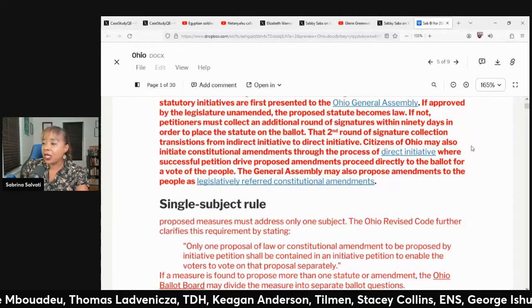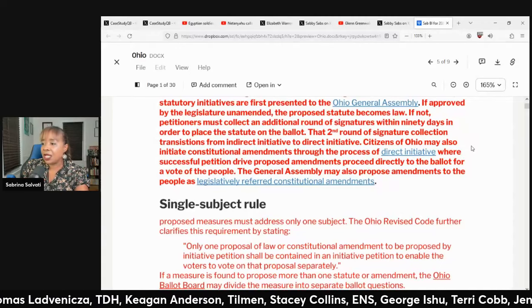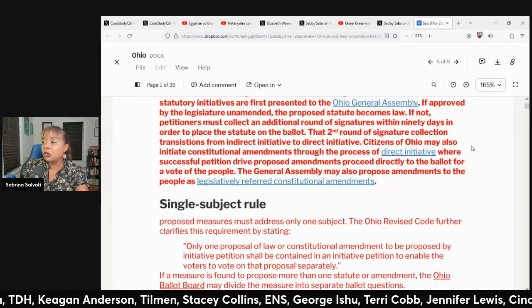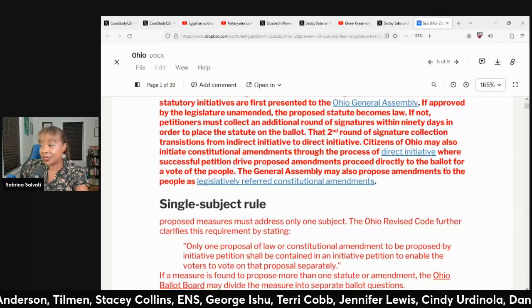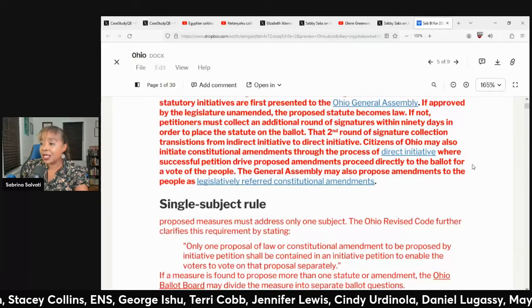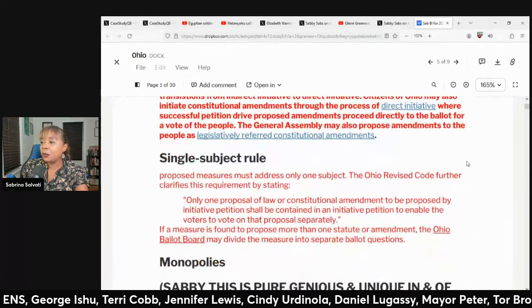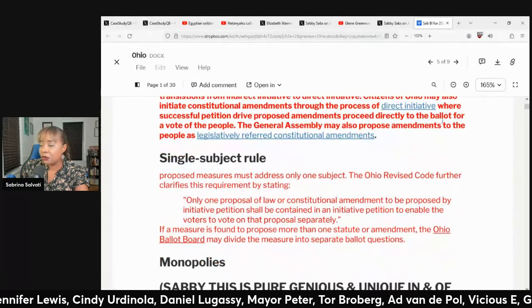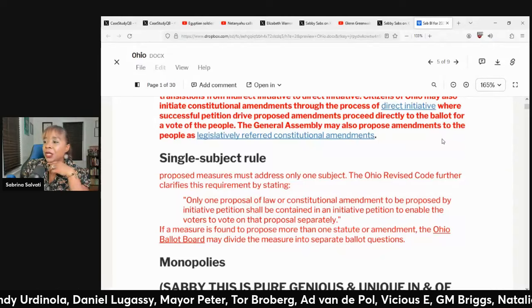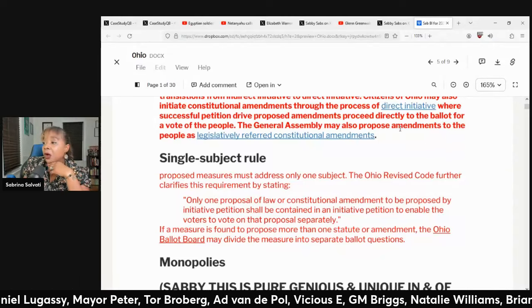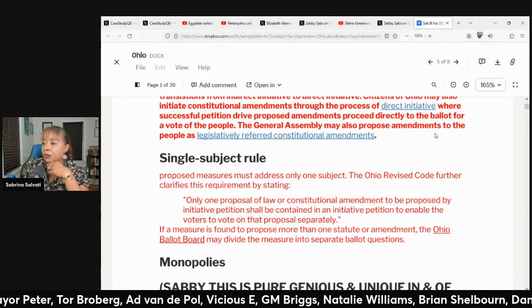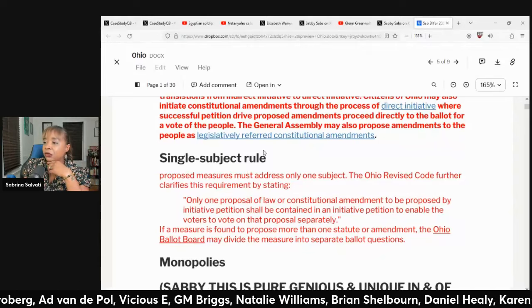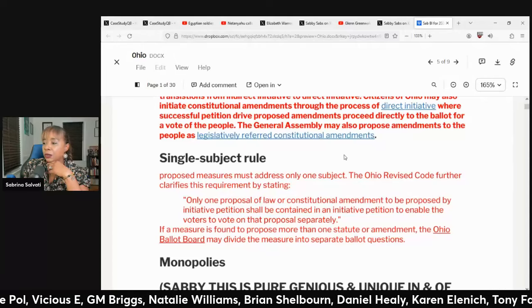Citizens of Ohio may also initiate constitutional amendments through the process of direct initiative, where a successful petition drive proposed amendments proceed directly to the ballot for a vote of the people. The General Assembly may also propose amendments to the people as legislatively referred constitutional amendments.